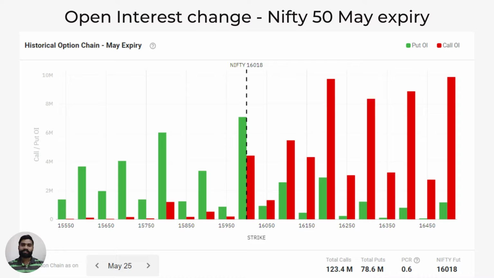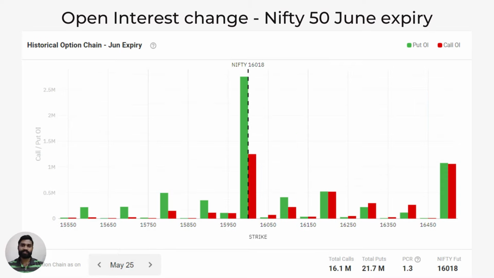On the other hand, there is support at 16,000 and 15,800, but not as strong as the resistances, because the number of puts sold at these levels is not as high as the calls sold at 16,200 and 16,500 levels. Let's take a look at the open interest for Nifty 50 June expiry now, as it can provide us with insights to determine a likely trading range.